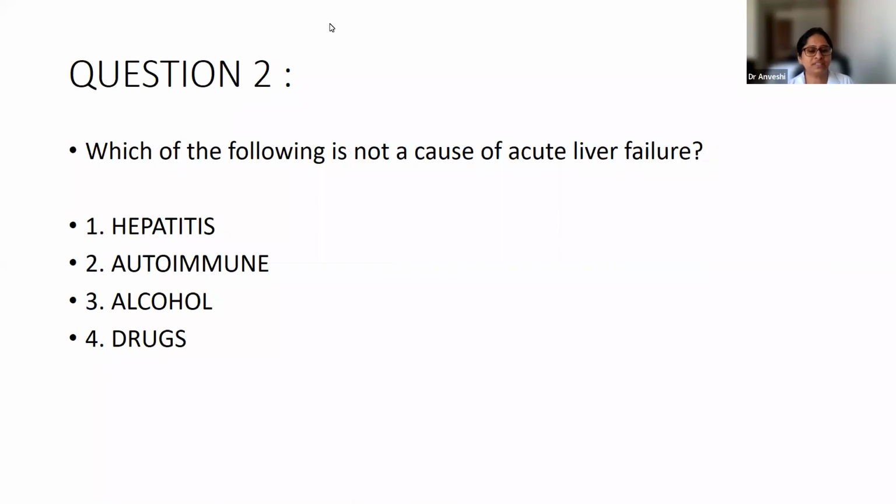And the next question is, which of the following is not a cause of acute liver failure? Is it hepatitis, autoimmune causes, alcohol, or drugs? We need more participation. Please type the answers, whatever you feel is correct.